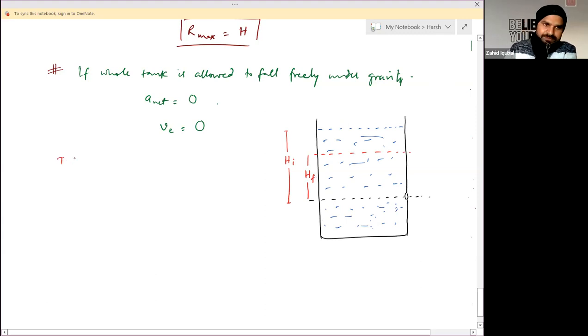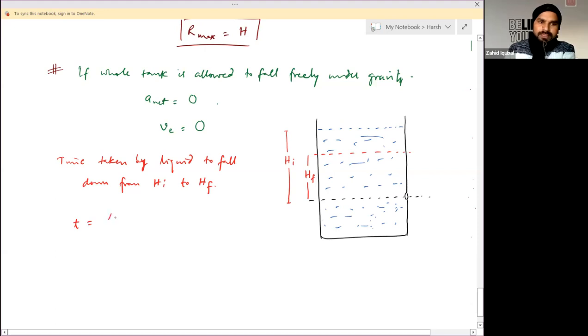So next I'm defining the time taken by liquid to fall down from HI to HF. For this part, time equals A2 divided by A1 times root under 2 divided by gravity, bracket, root under HI minus HF.